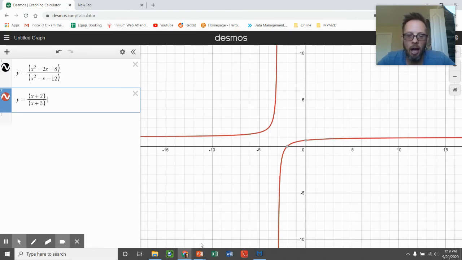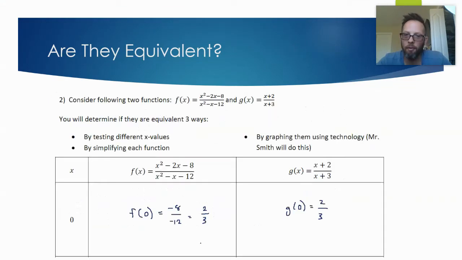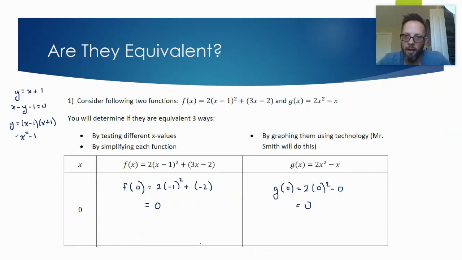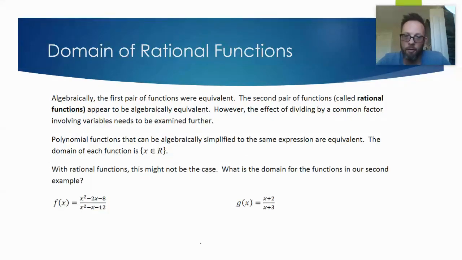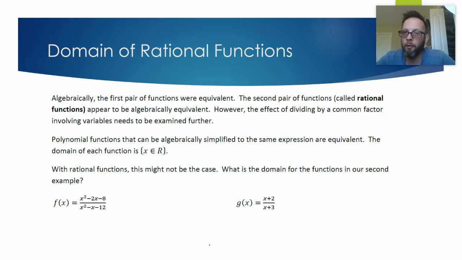Almost. And now I'm getting to the point where you're going to say, well, why are you saying almost? Because you didn't say almost with these guys. Now you're saying almost with these guys. So why? The first pair we looked at, the two that were quadratic functions, were equivalent in every way. The second pair, and we call those rational functions because they're functions that are one thing divided by another, appear to be algebraically equivalent. And so here's where the almost.